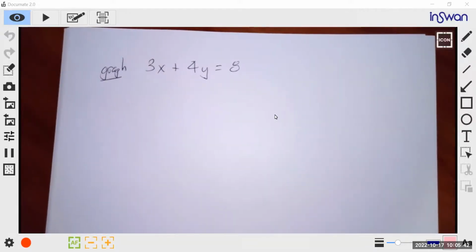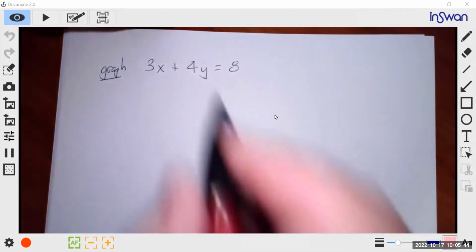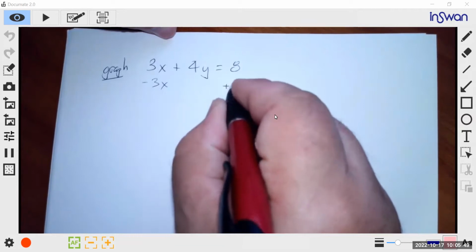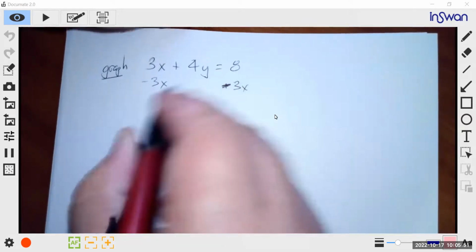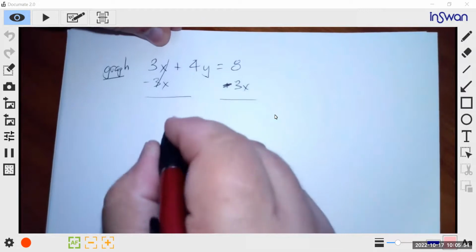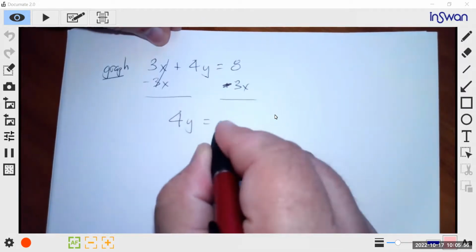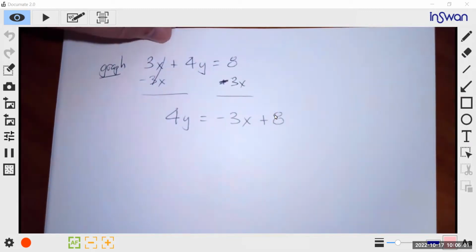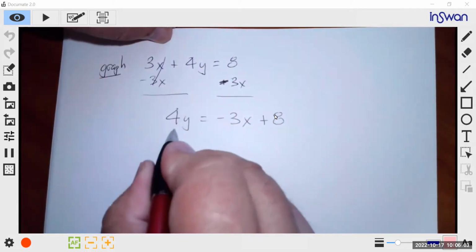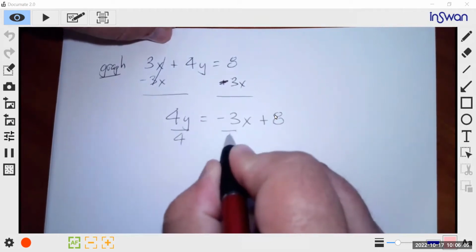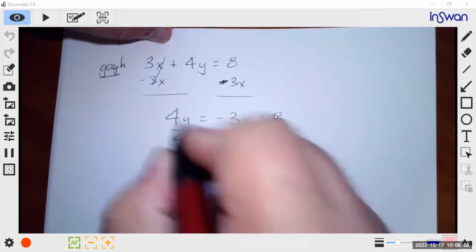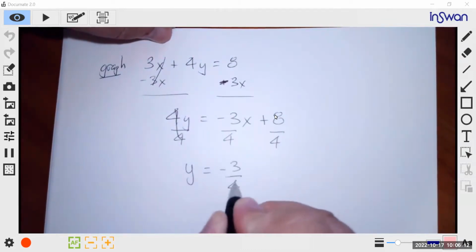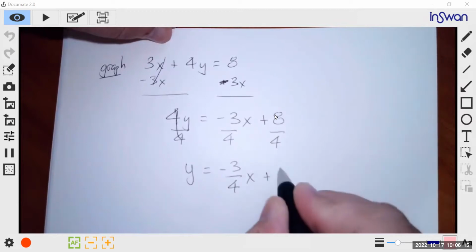What do I have to do first? Solve for y. So get rid of 3x first on both sides. Oops, subtract 3x. So 4y equals -3x plus 8. Get rid of the 4. Divide each term by 4. Eight divided by 4 is 2.